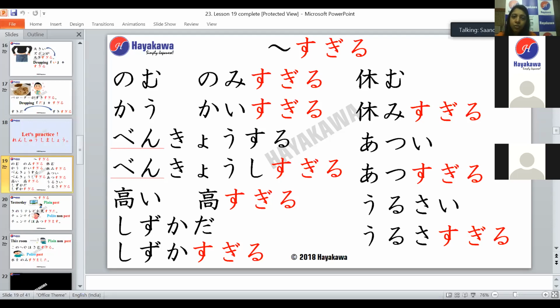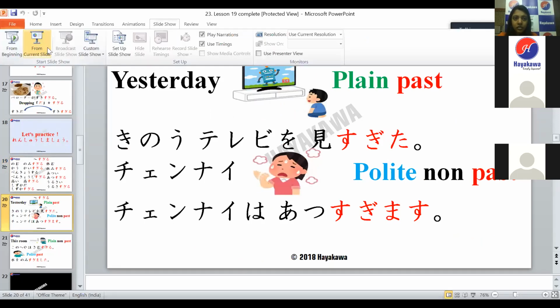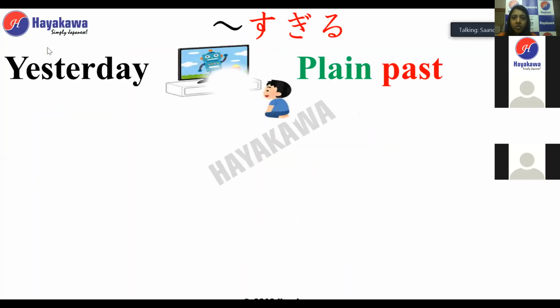So any doubts regarding how we were changing these verbs and the adjectives using sugiru? No sensei. So we move ahead. Now if I want to make a sentence in Japanese saying yesterday I saw too much TV, in the plain past form. To watch is miru, the word for TV is terebi, and yesterday is kino. So how will I make the sentence?